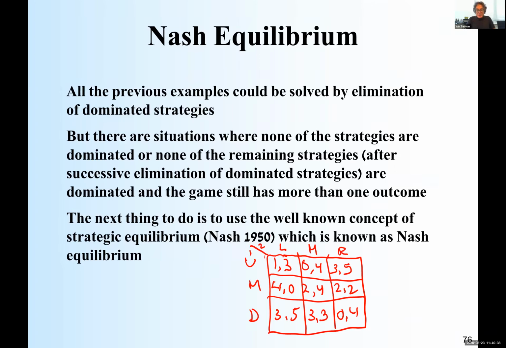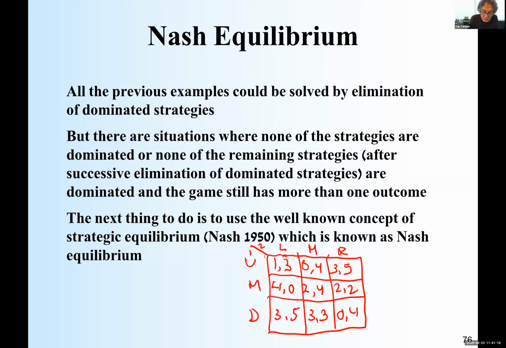Let's see if one has any strategy which dominates another strategy. So let's compare U to M. 4 is more than 1, 2 is more than 0, but 2 is less than 3. So I cannot compare U and M. What about U and D? 3 is more than 1, 3 is more than 0, but 0 is less than 3. So I cannot compare U to D. What about M to D? 4 is more than 3, but 2 is less than 3. I cannot compare. So I can't do anything with player 1, but maybe I can do something with player 2.